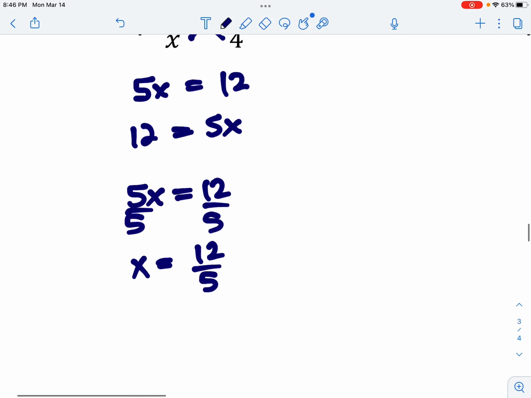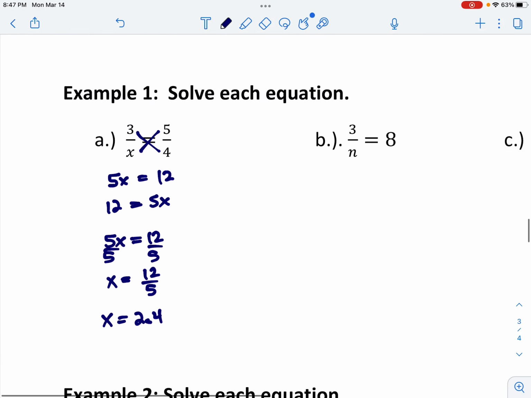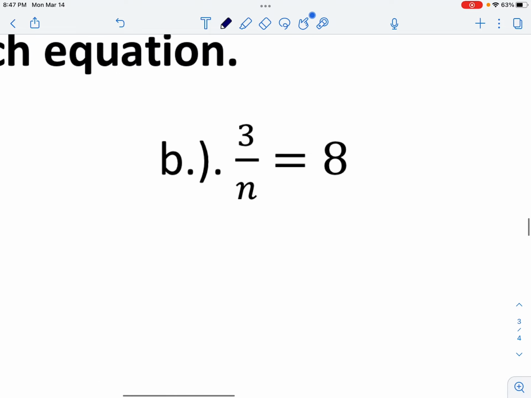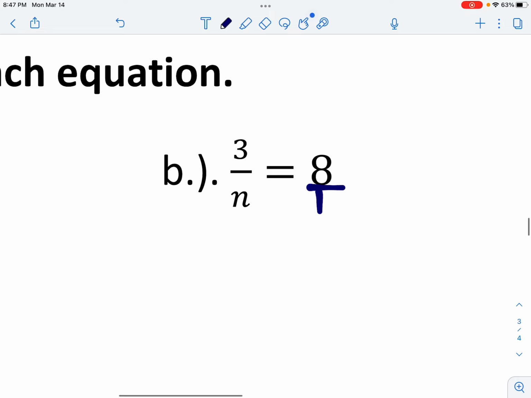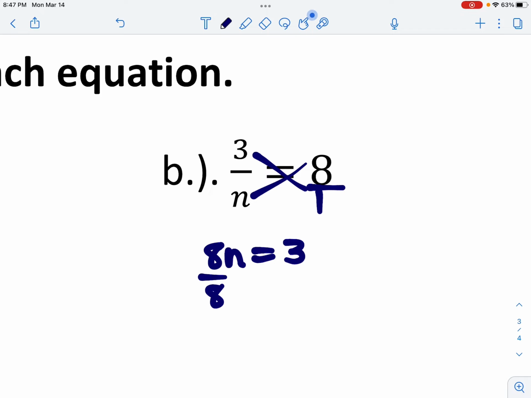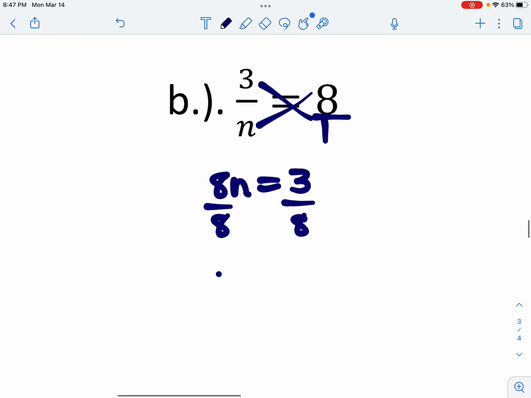I may have you write that in decimal form, so you'd divide 12 by 5 and get 2.4. I may not. I might have you just leave it as 12 over 5, because you might not be able to use calculators, so I would have you leave it as a fraction. All right, for B, remember we can just put 8 over 1, cross multiply, and we get 8n equals 3. Divide by 8, so n equals 3/8.